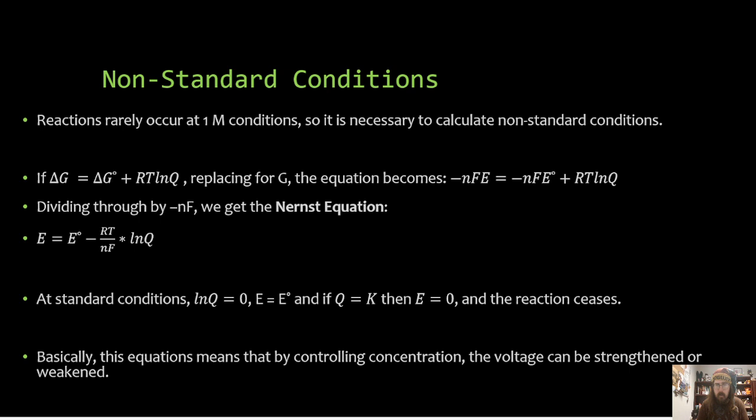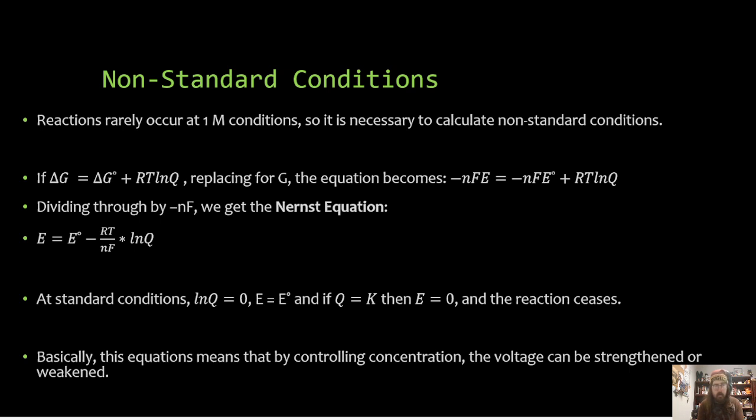By plugging in the negative nFE every time where we see a G, we get the following equation. But when we divide by our negative nF to leave just the E's behind, we get what we call the Nernst equation, which basically says E non-standard equals the standard cell potential minus RT over nF ln Q. So if we know the concentrations of both solutions, we can figure out how the actual cell potential may vary based on the number of electrons, a bunch of constants, and the temperature.